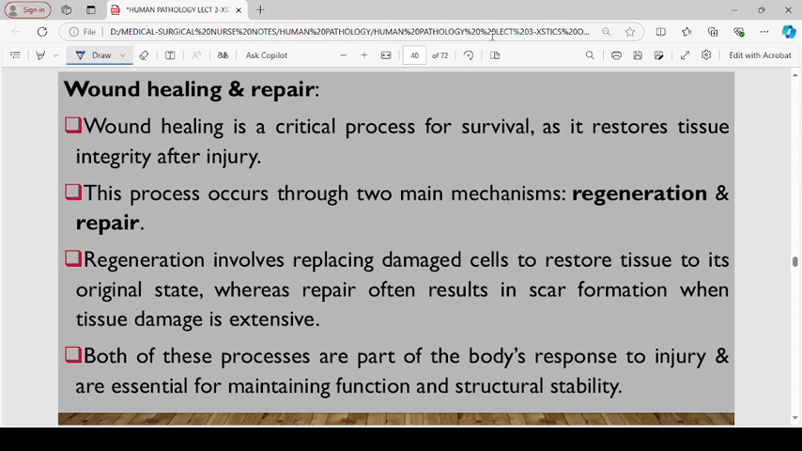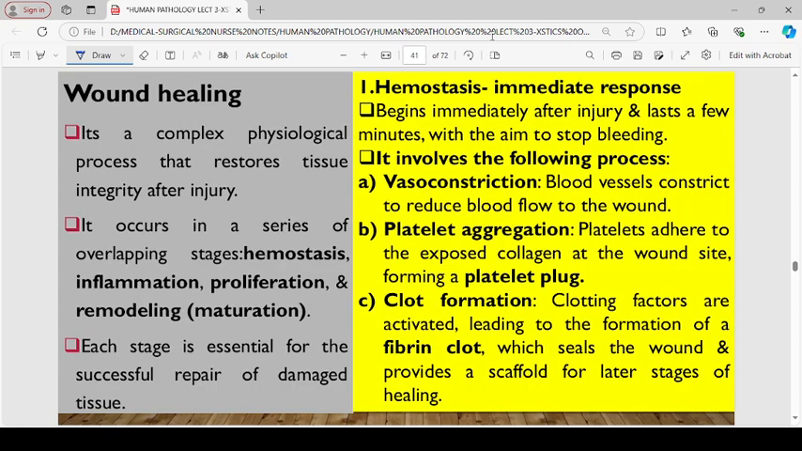Okay, so both these processes, regeneration and repair, are part of the body's response to injury and essential in maintaining function and structural stability. Wound healing is, of course, a complex physiological process, and it restores tissue integrity. We have 4 steps that are very essential in this process, starting with hemostasis, which is normally the immediate response. So it begins immediately after injury and lasts a few minutes with the aim to stop bleeding.